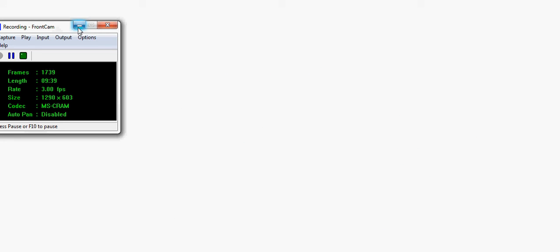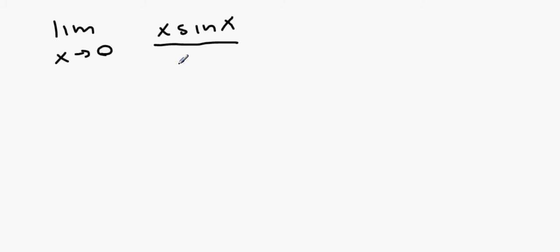Okay, now this next one's actually quite difficult. We're given the limit as x approaches 0 of x sine x divided by 1 minus cos x, okay? Now the problem with this one is you have no real squares. There's no real specific route to go down. Now one thing that might give it away is this 1 minus cos x part.